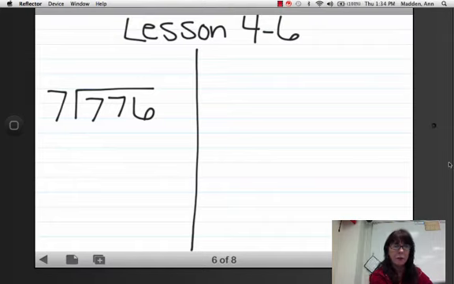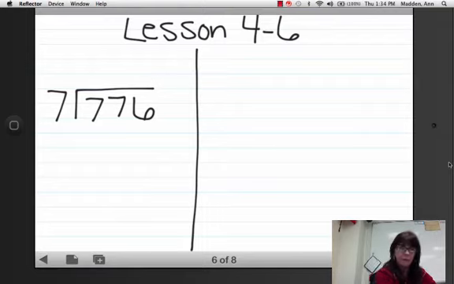Okay, take out your notebooks. I want you to title the page Lesson 4-6. I want you to write down this problem, 776 divided by 7. And when you start the work, I want you to pause the recording until after you're done with the work, and then go back to find out if you've done the work correctly.